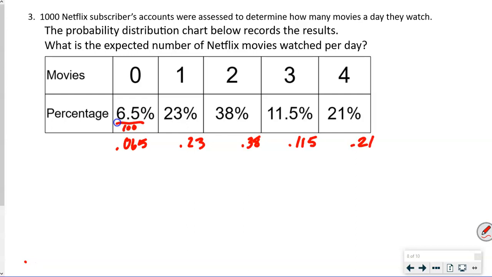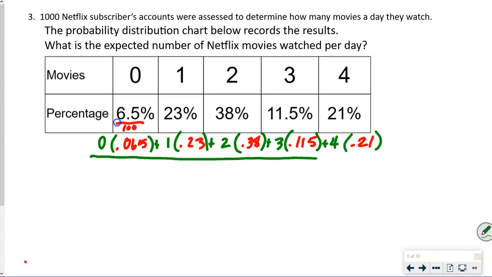Now what we're going to do with those numbers is we're going to multiply the percentages by the number of movies. So we're going to take this and multiply it by 0, and then add to it 1 times this one, add to it 2 times 0.38 plus 3 times 0.115 plus 4 times 0.21.